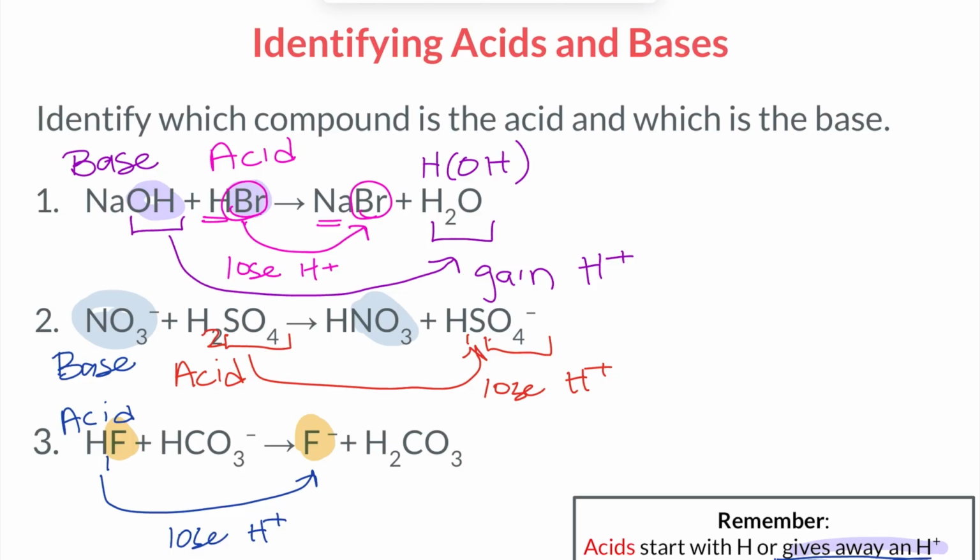So let's make sure we have HCO3 minus, we've got our H2CO3 over here. We're going from 1 hydrogen to 2 hydrogens. So that CO3 is gaining a hydrogen, which means that HCO3 is a base.